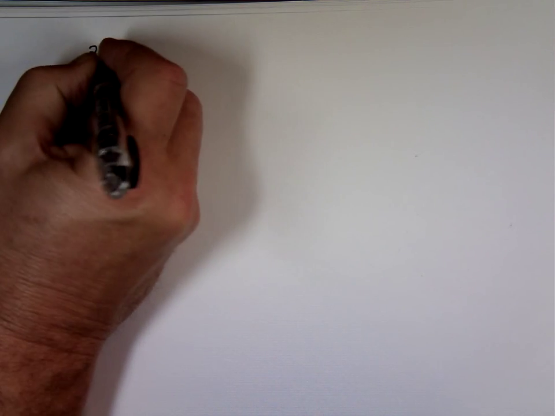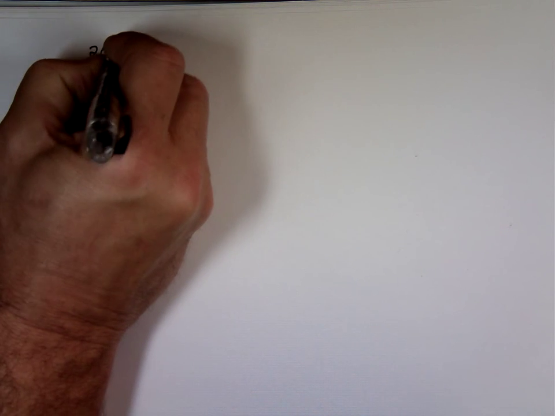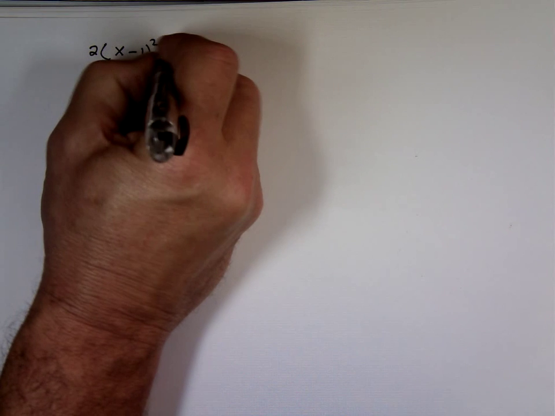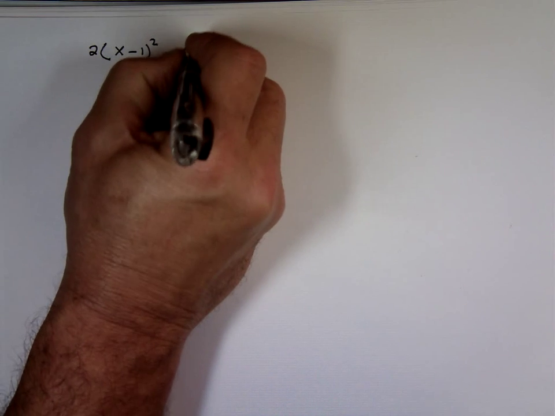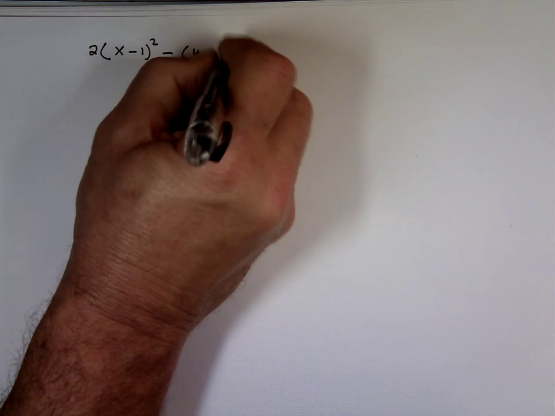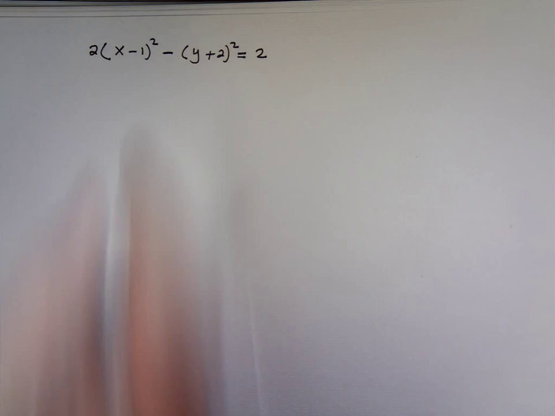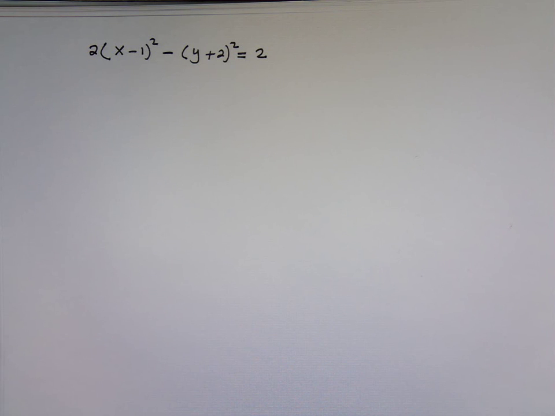Maybe I'll put a twist in it. 2 times (x minus 1) squared minus (y plus 2) squared equals 2. I see a minus. They're both squared. I see a minus. That tells me the graph is what? Hyperbola. Yep.